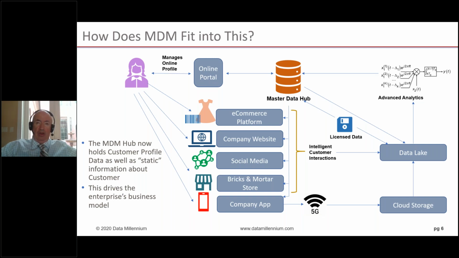I think that because of bandwidth constraints, we have to wait for 5G to produce this much richer and deeper set of data about what customers are doing, and then that will be fed into cloud storage, back to the data lake, back to the advanced analytics or machine learning, and so on. So you can see that the point of all this is that we have to start thinking of MDM in the context of a much larger architecture.